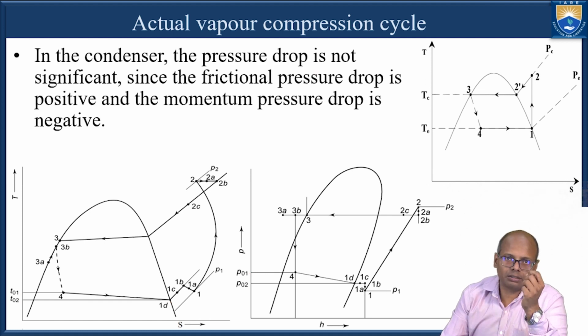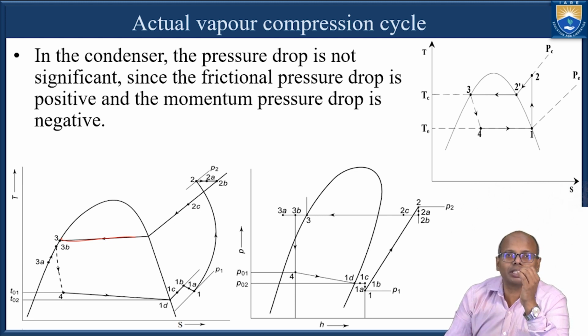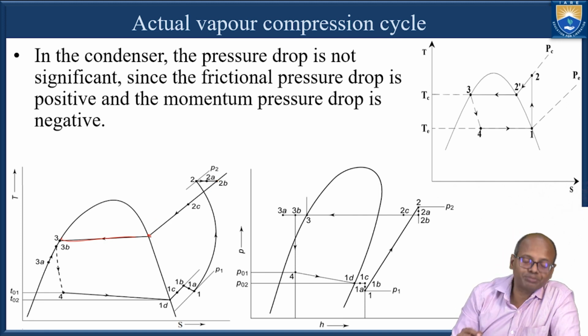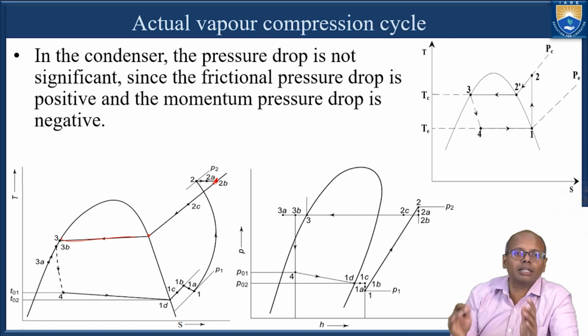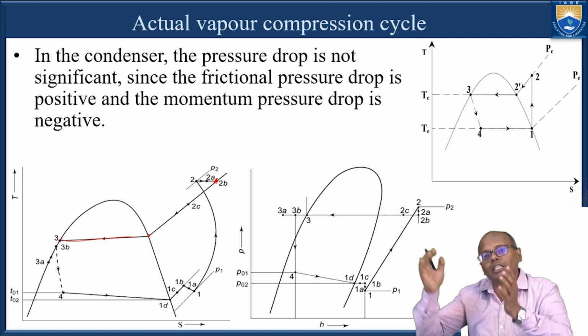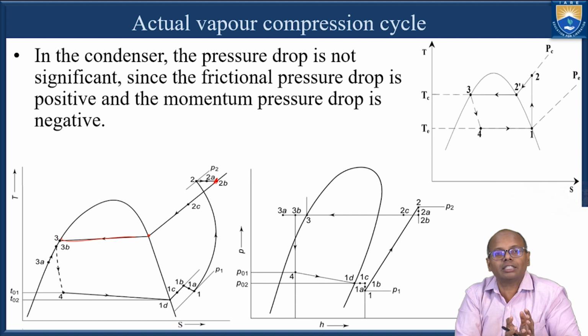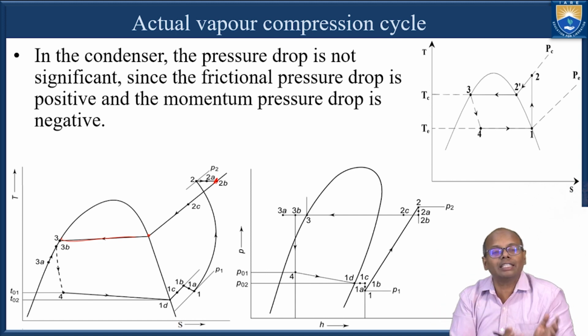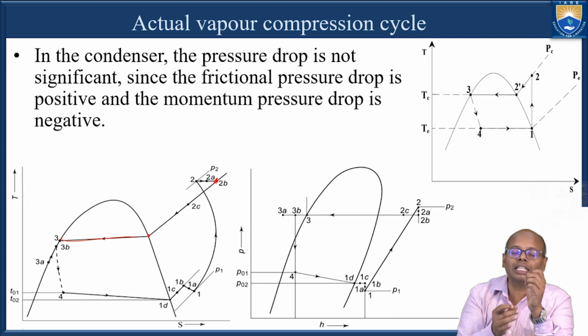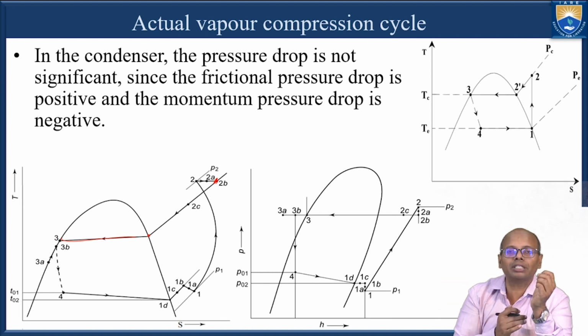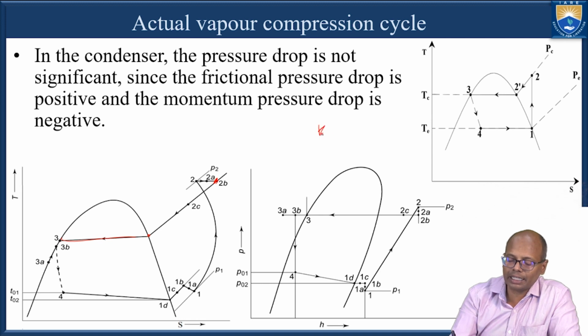Now in the condenser, we have seen that there is a pressure drop because of friction. Then what about the momentum pressure drop? Here it is a high temperature vapor, but here it is a liquid. So the vapor is getting condensed into liquid form, which means there is a reduction in volume. So what happens to the kinetic energy?